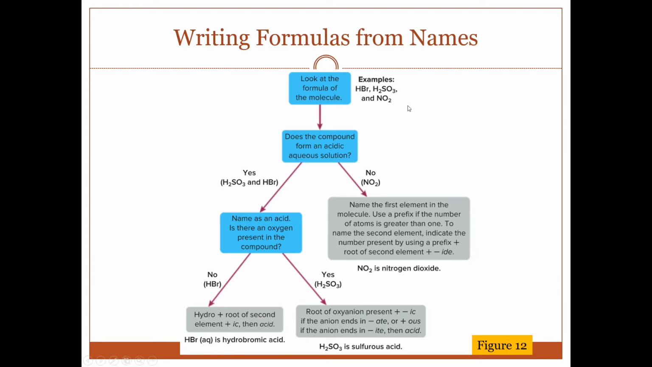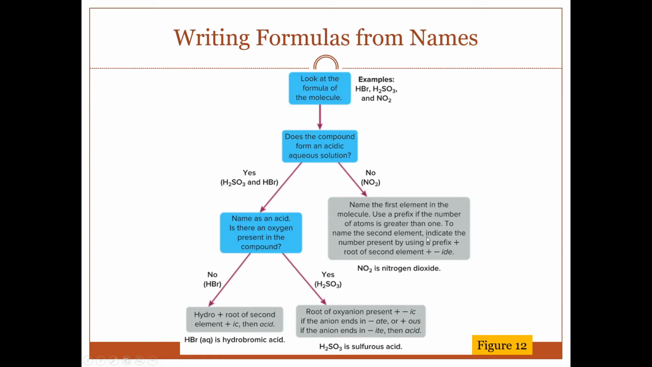All right, this last one. So we have NO2. So does this compound form an acidic aqueous solution? So does NO2 have hydrogen in it? No. So name the first element in the molecule. Check to see how many atoms of that element there are. If there's more than one, use the numerical prefix like di, tri, tetra.